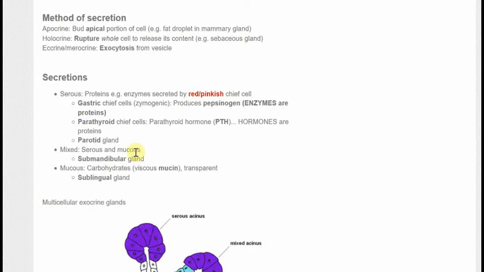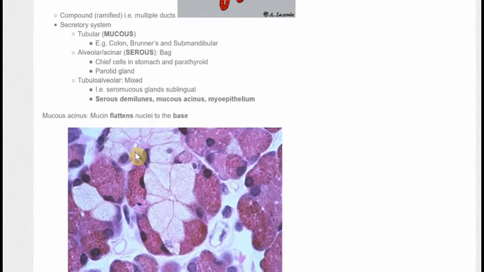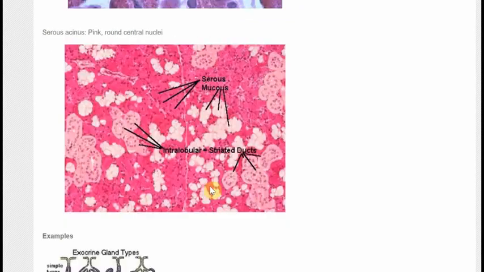Now, how do they look under the microscope? Well, the mucinous flattens the nuclei, so this is nuclei to the base. If you imagine, this is the apical bit, that's the base. So this is all mucin. Mucin, as we can recall, is basically carbohydrates. So all the carbohydrates flatten the nuclei. So that's mucinous. Now, how about serous?